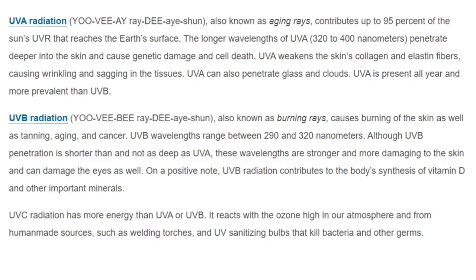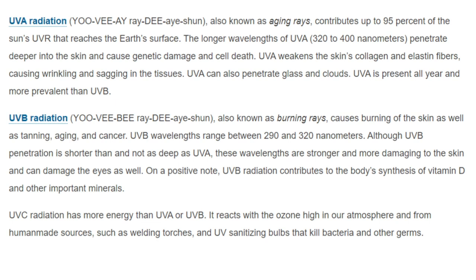UVA radiation, also known as aging rays, contributes up to 95% of the sun's UVR that reaches the Earth's surface. The longer wavelengths of UVA, 320 to 400 nanometers, penetrate deeper into the skin and cause genetic damage and cell death. UVA weakens the skin's collagen and elastin fibers, causing wrinkling and sagging in the tissues. UVA can also penetrate glass and clouds. UVA is present all year and more prevalent than UVB.